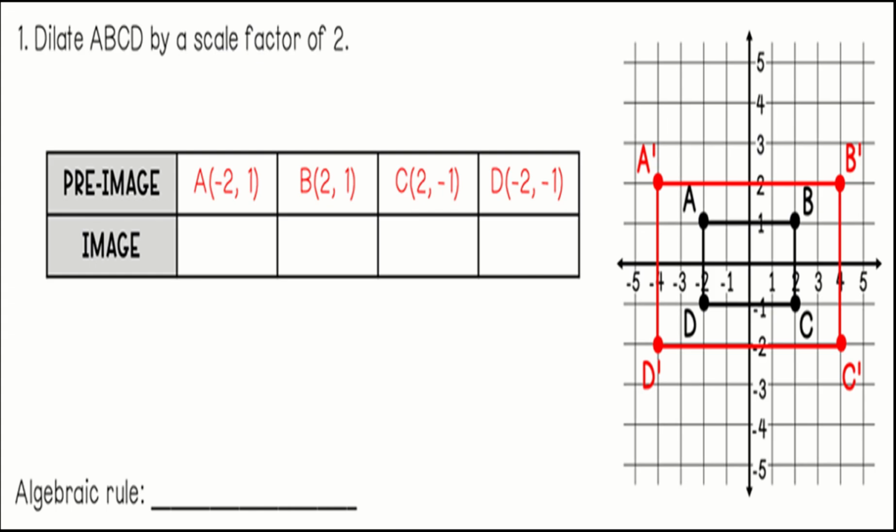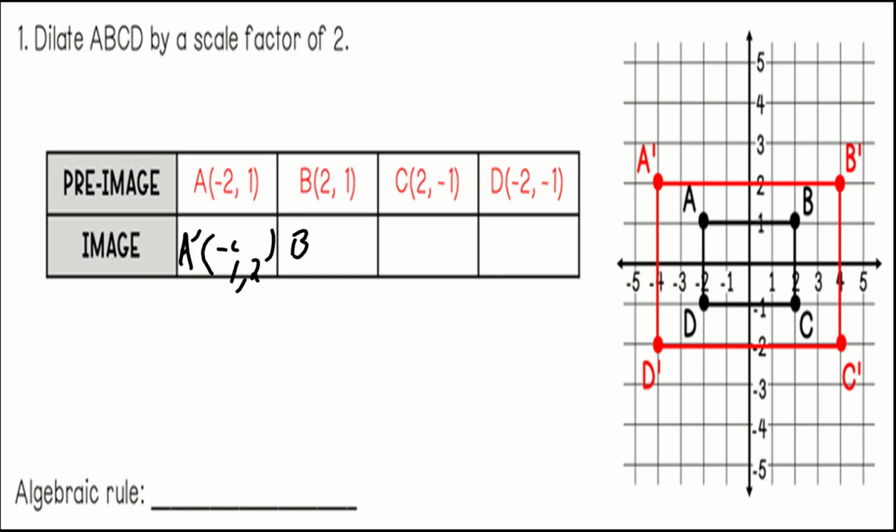All right, so the scale factor. In this example here, the scale factor is 2. So what we do is we multiply each of those numbers by 2. So for A prime, I just multiply the x value: -2 times 2 is -4. 1 times 2 is 2. That's a -4, 2. Yeah, the board didn't cooperate.